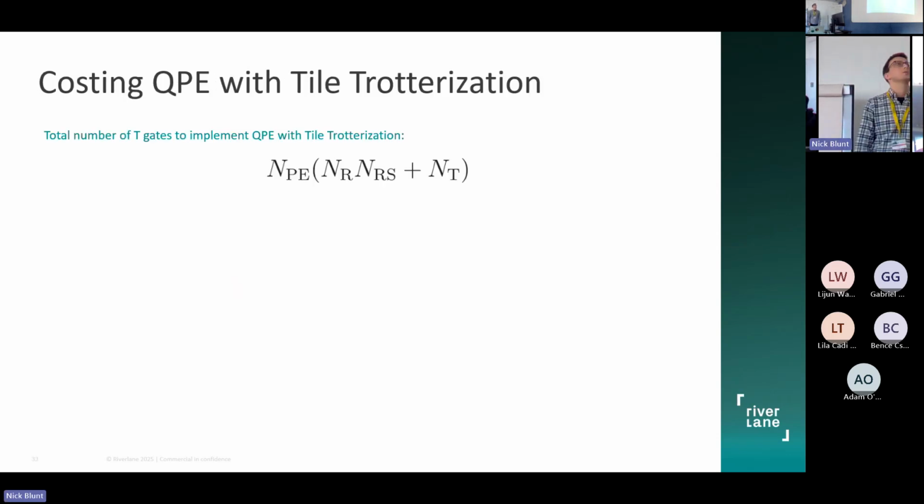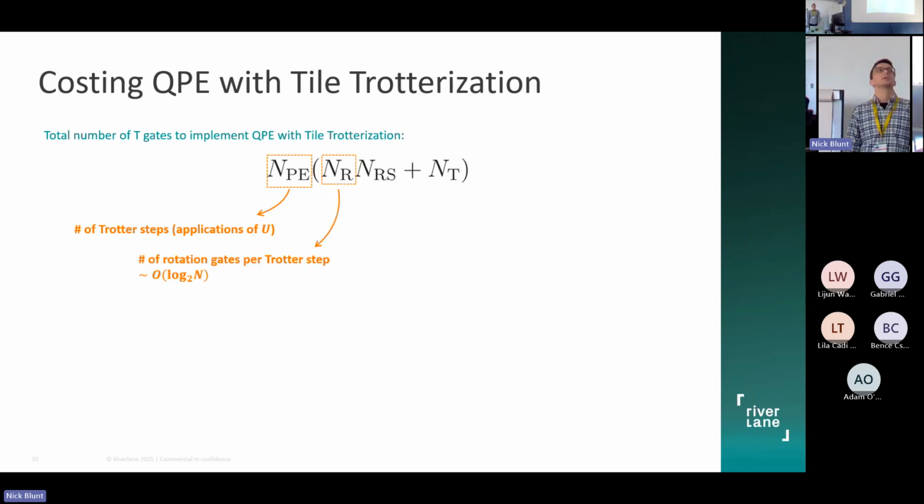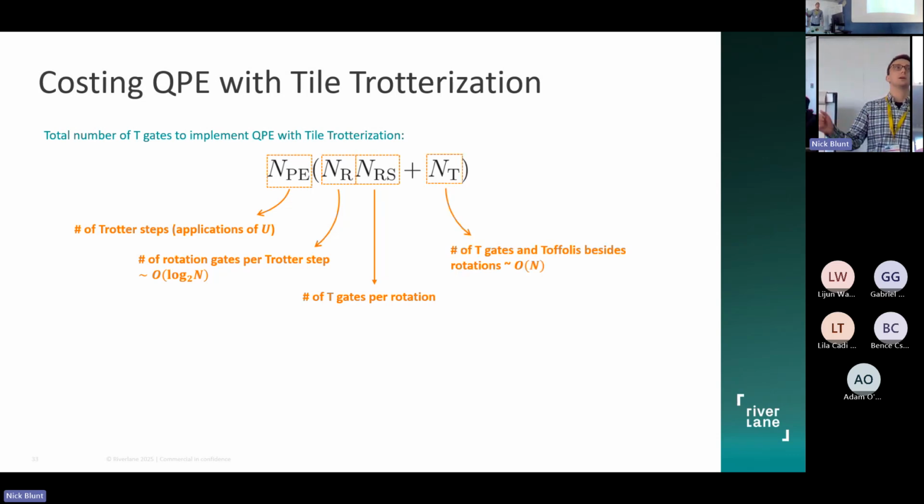Okay, so the results that I'll show are just counting the number of T gates and Toffolis. So just to show the contributions to this cost. N_PE is the total number of Trotter steps, which is the number of applications of U. And then for each Trotter step, you have to do some number of rotation gates. As I was arguing earlier with Hamming weight phasing, this will be log n. Then each rotation is broken down into some number of Cliffords plus T. And then we also have some other T gates and Toffoli gates besides the rotations, which will be order n.